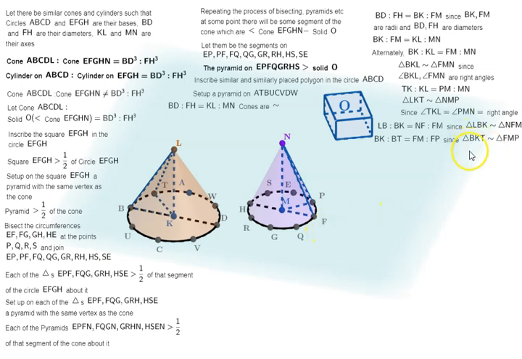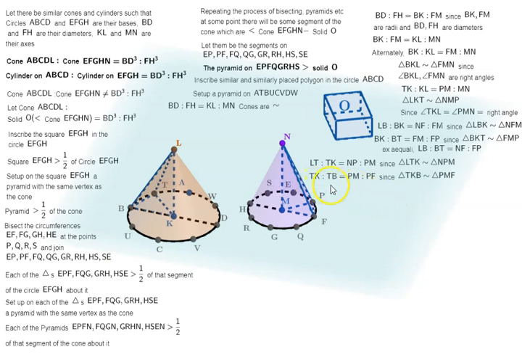Since triangle BKT is similar to triangle FMP, we have LB is to BK is to BT is equal to NF is to FM is to FP. So equally, we can say LB is to BT is equal to NF is to FP. Now LT is to TK is equal to NP is to PM, since triangle LTK is similar to triangle NPM.